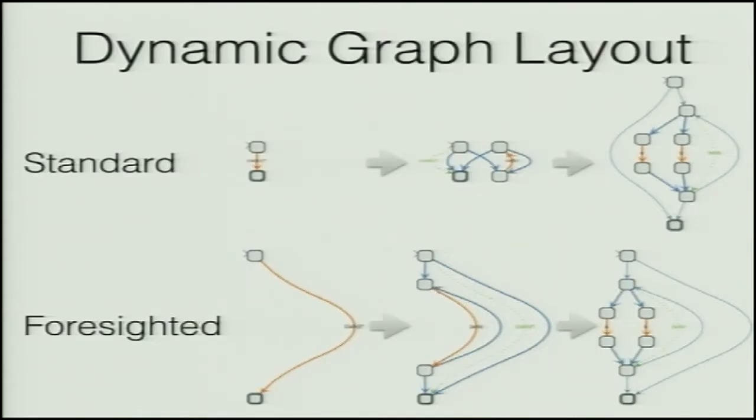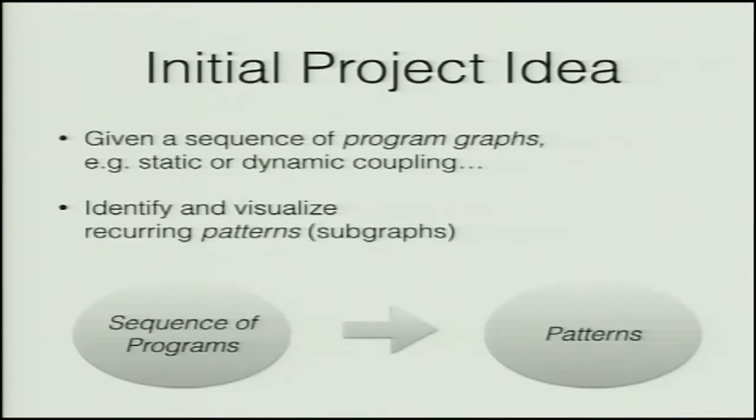The problem is that you have a given sequence of graphs, and you want to draw them in a way that the mental map of the user is preserved. So at that time, everything looked like a graph to me. And I had the initial project idea that given a sequence of program graphs, I wanted to identify and visualize recurring patterns in this sequence. So I wrote a project proposal, but it was rejected.